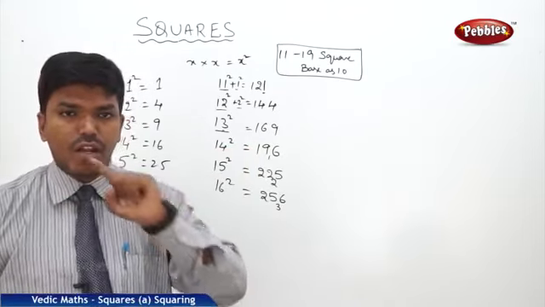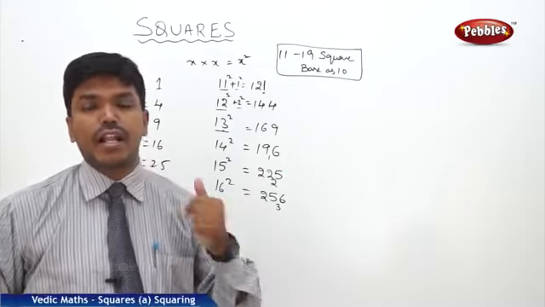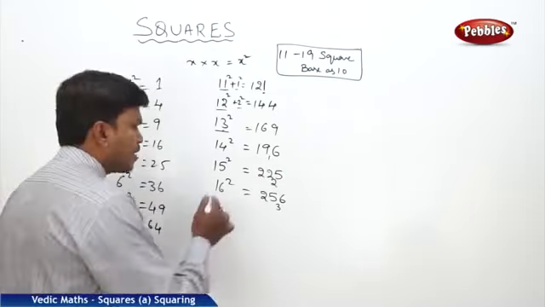Drop 6, carry 1. Now 14 plus excess number 4. 14 plus 4, 18. Plus 1, 19. Like that we need to do. Now similarly you try the remaining.